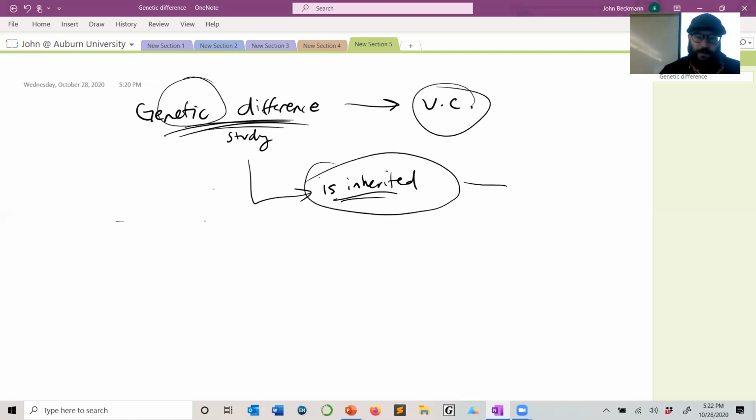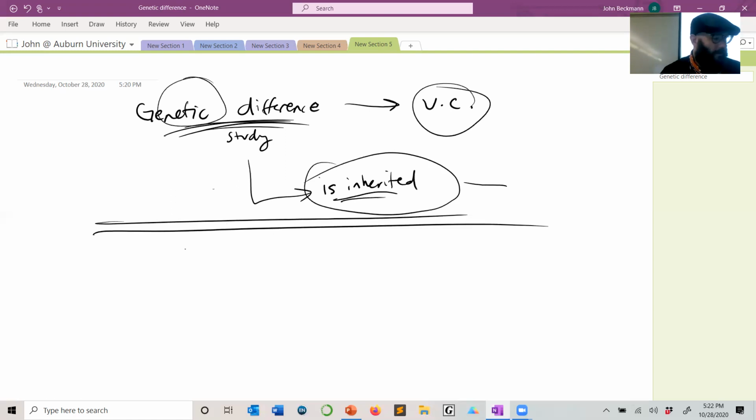Okay, so let's do a quick review. Let's talk about the different trypanosomes. So there's Trypanosoma brucei gambiense. What was the gist of that one?